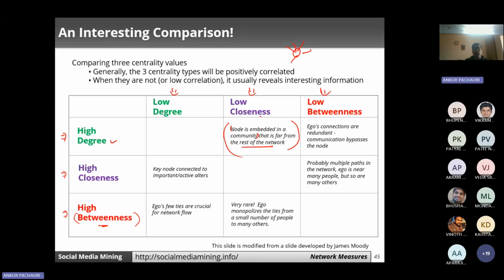So that is high degree and low closeness, whereas low degree and high closeness means that although your connectivity is low, you are a part of many decisions. You are embedded towards the center of a graph. That means key nodes are connected to the important or active elders, so you are lying towards the center of a graph.